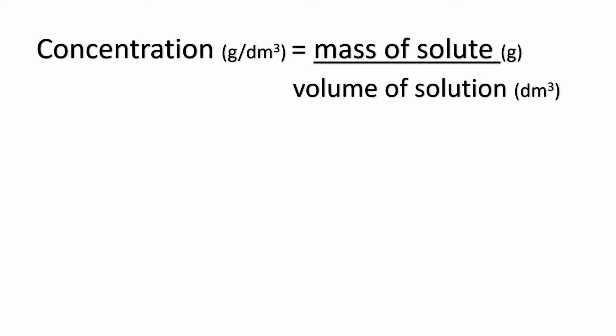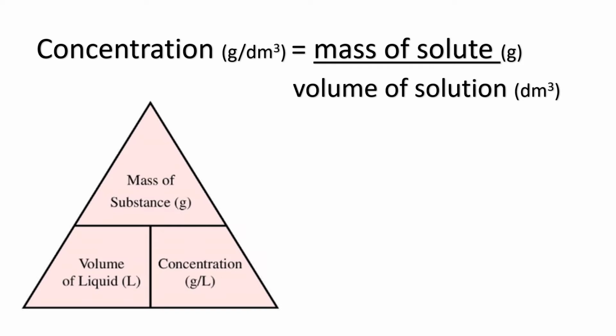There are two calculations you need to be aware of for concentration. They're very similar, but they are different. The first one here is in grams per decimeter cubed, and you do the mass of the solute divided by the volume of the solution. So how much or how many particles do I have, and how much space are they taking up? Here's the triangle. It's slightly different words, but it's the same idea.